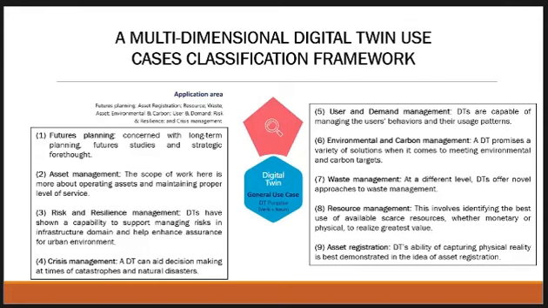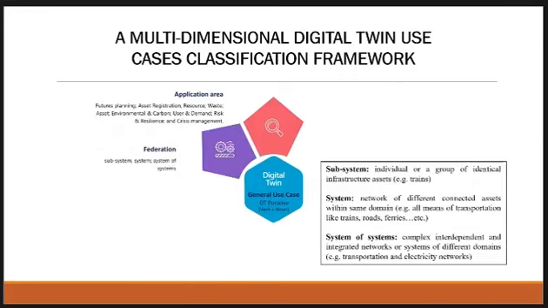So these are different areas of application, and a digital twin use case must lie in or target some area of application. And then another attribute of any digital twin use case is what we call federation. So this determines whether the digital twin is capturing a subsystem, like for example, a train. So this is an individual or even a group of trains, a group of identical infrastructure assets.